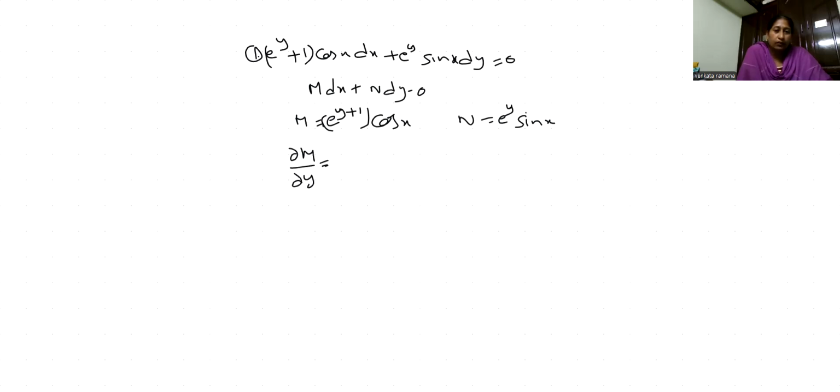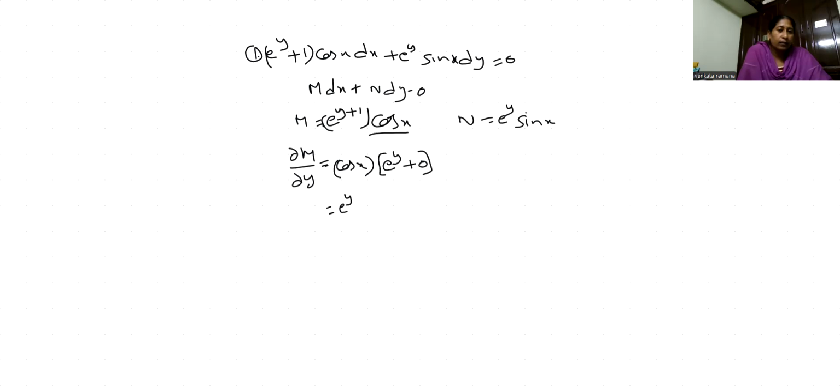Generally, for a product of two functions we use the UV formula, but here we need not use it. Why? Because cos x is considered a constant, so we keep the constant aside. The derivative of e^y is e^y, and the derivative of the constant 1 is 0. So we get e^y cos x.